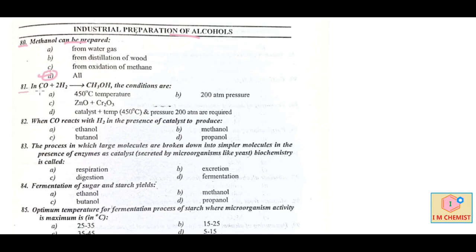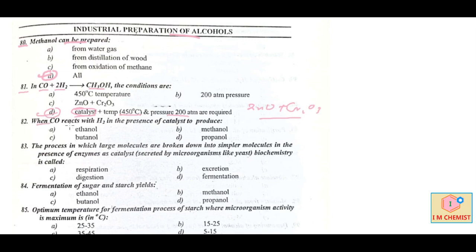MCQ number 81, carbon dioxide and hydrogen, when they combine they give methanol. The conditions are: you have to apply a catalyst, a temperature of 450 degrees centigrade and a pressure of 200 atmosphere. And in case of catalyst, you need to add zinc oxide along with chromium oxide. So option number D would be correct.